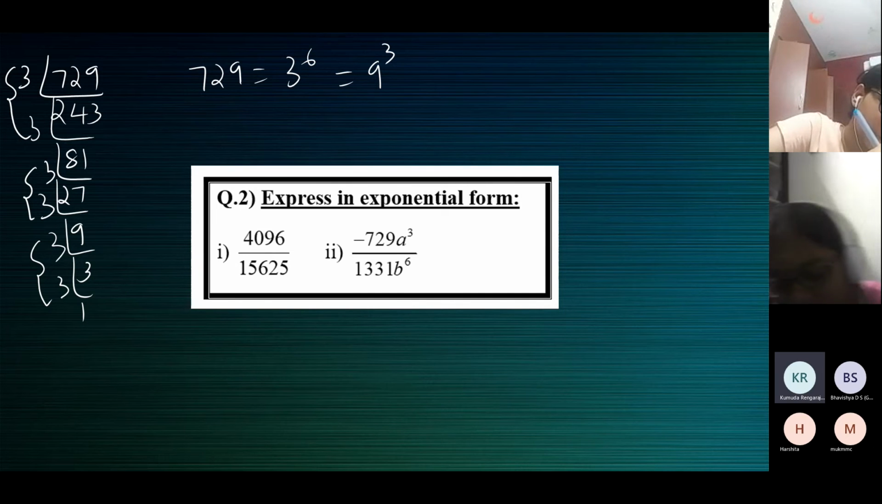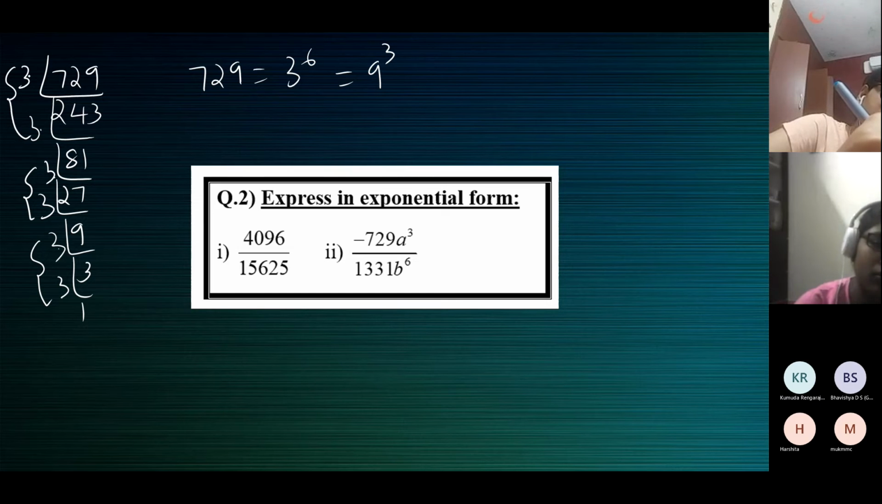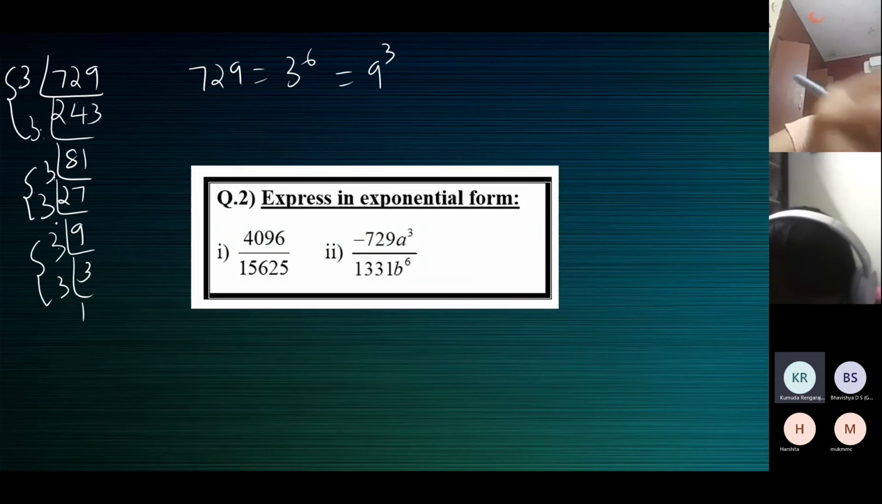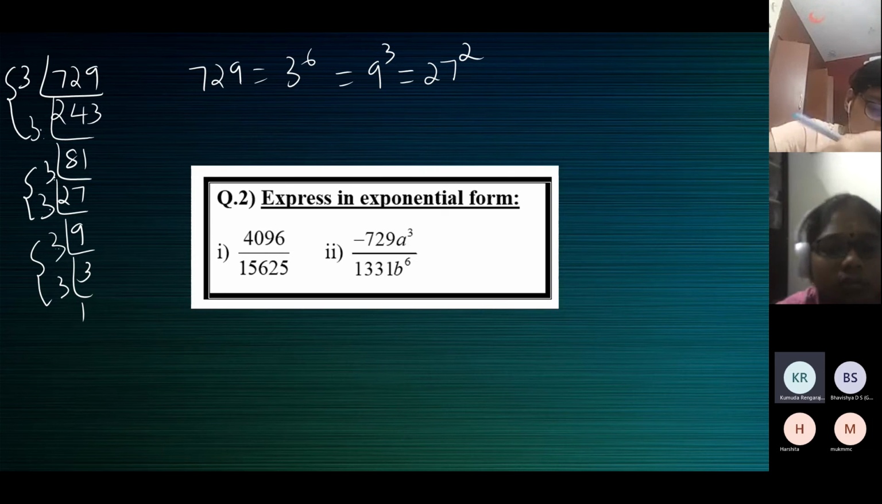Or if you group it in 3s, it is 27 square. 1, 2, 3, 1, 2, 3. If you group it in 3s, 3 into 3 into 3 is 27. Another 3 into 3 into 3 is 27. So 2 27s, 27 into 27. You can also treat it as 27 square. You can use whichever you want, depending on what you get for the denominator.